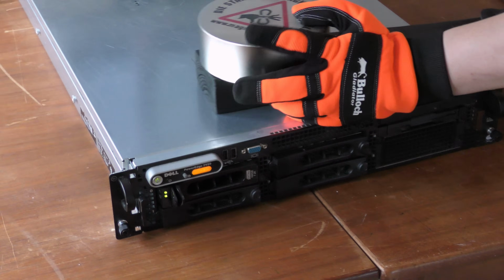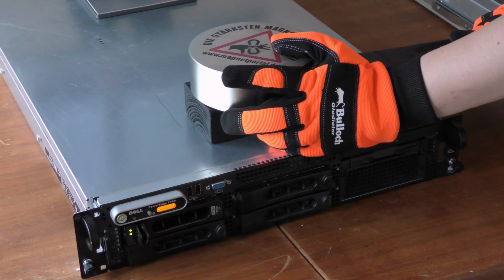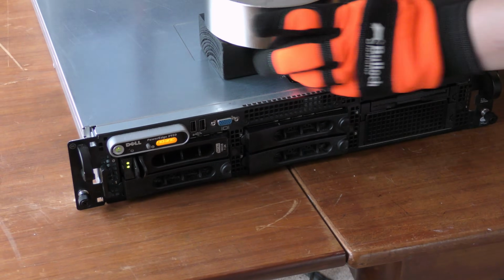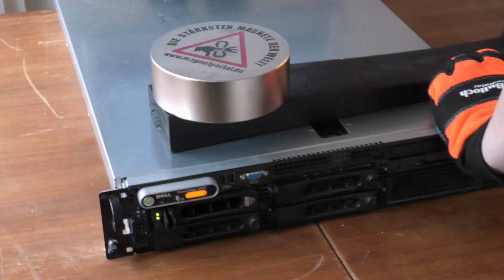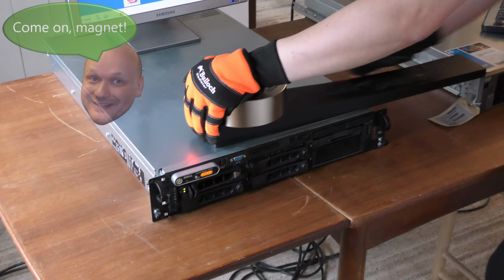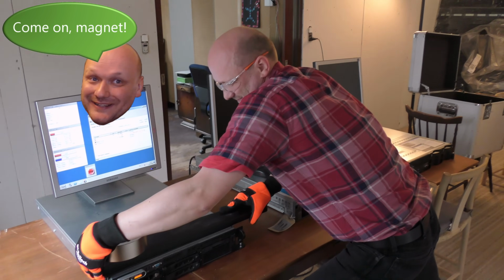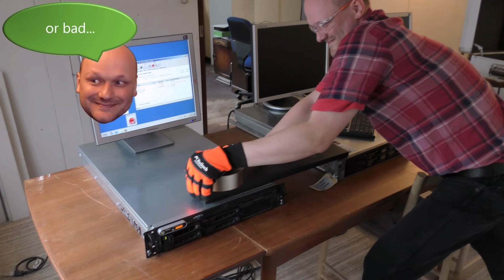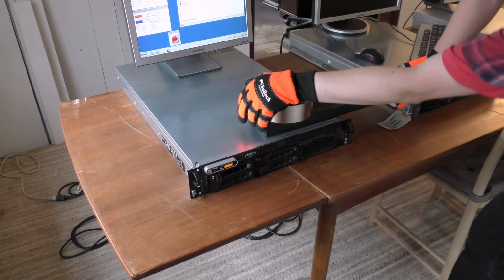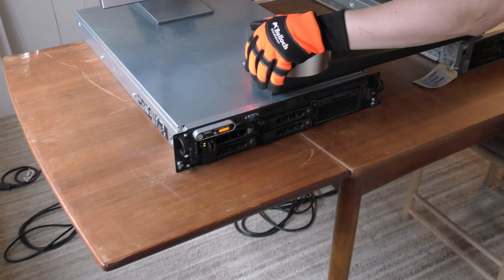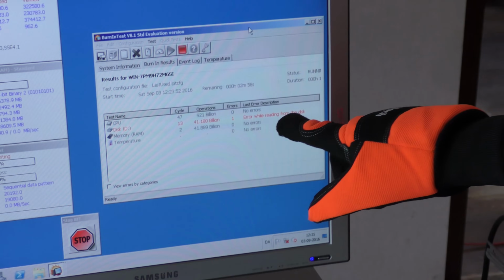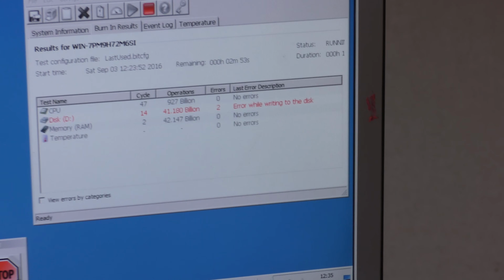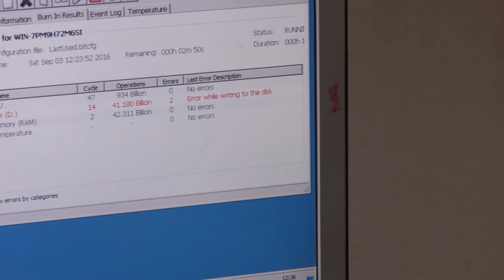Yeah, I think the last fan just gave up. Oh dear. That's bad. Oh. Still alive. Still alive. Come on, man. Be a good boy. Oh, man. Something's rotten. So we got it. Two errors.